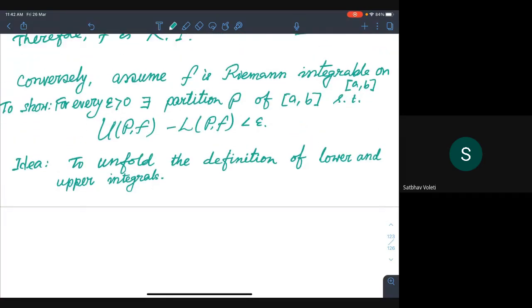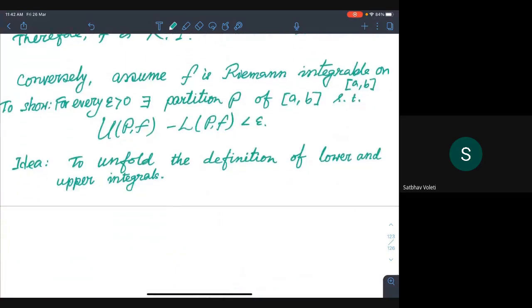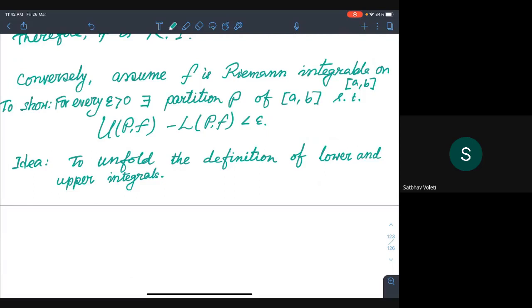So this might look a little boring at this moment, but the important question we are addressing is to find a class of integrable functions. Our aim is not to evaluate the integral. Our aim is to try to get a good class of functions where the integral can be found.